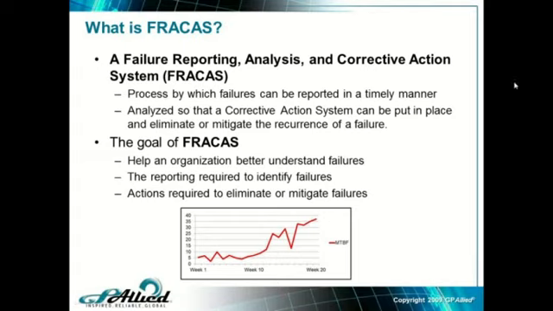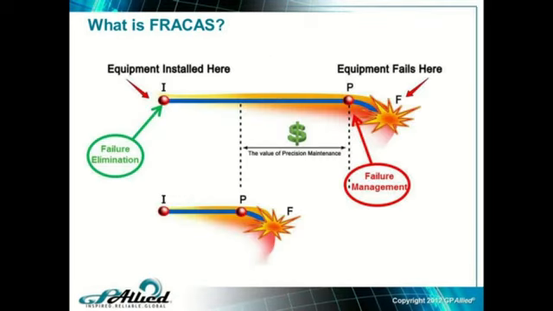So the goal of FRACAS, to help an organization better understand failures, is the reporting required to identify failures and the actions required to eliminate or mitigate failures. Now, I'd like to show this one. We have a choice. We have on this what's called the I to PF curve. I is where the equipment is installed. P is where the PF curve begins, and this is where failure begins, at P. So we could either manage a failure or we can eliminate the failure to begin with. And FRACAS wants to move it from failure management to failure elimination.